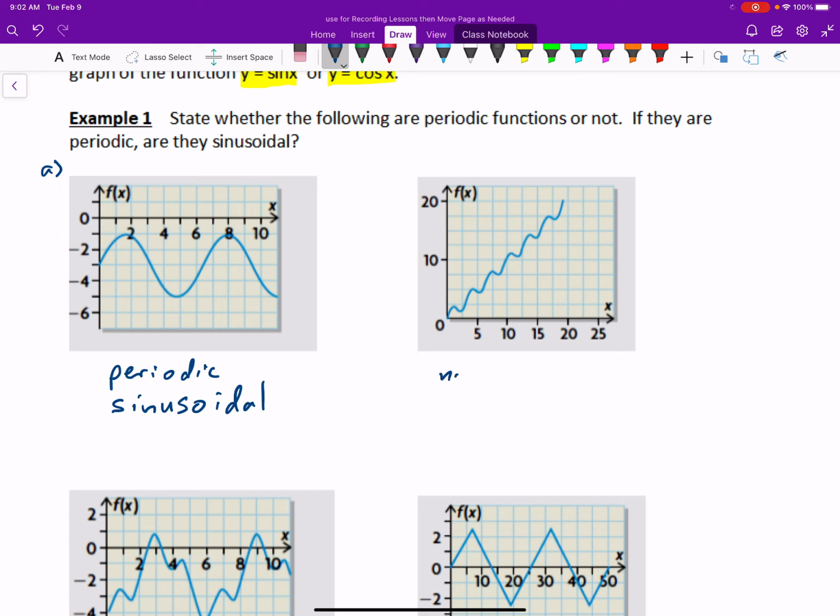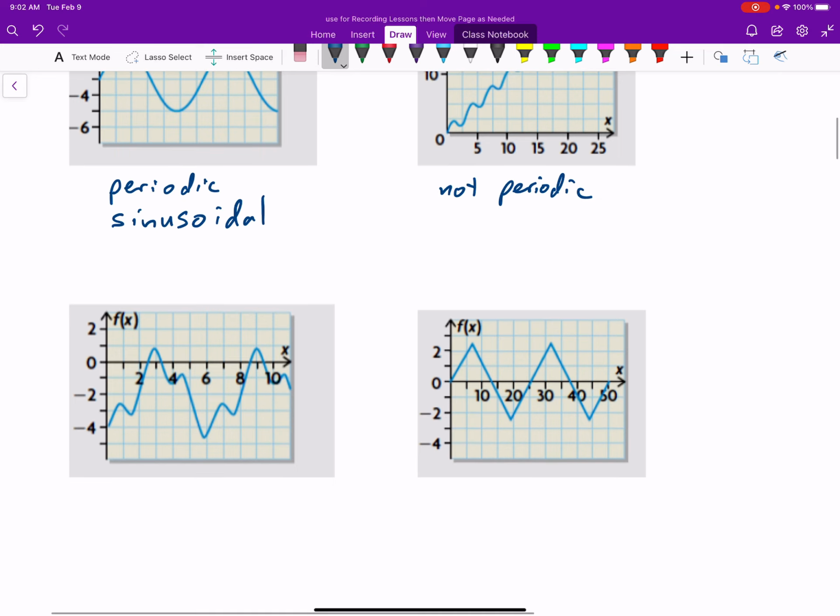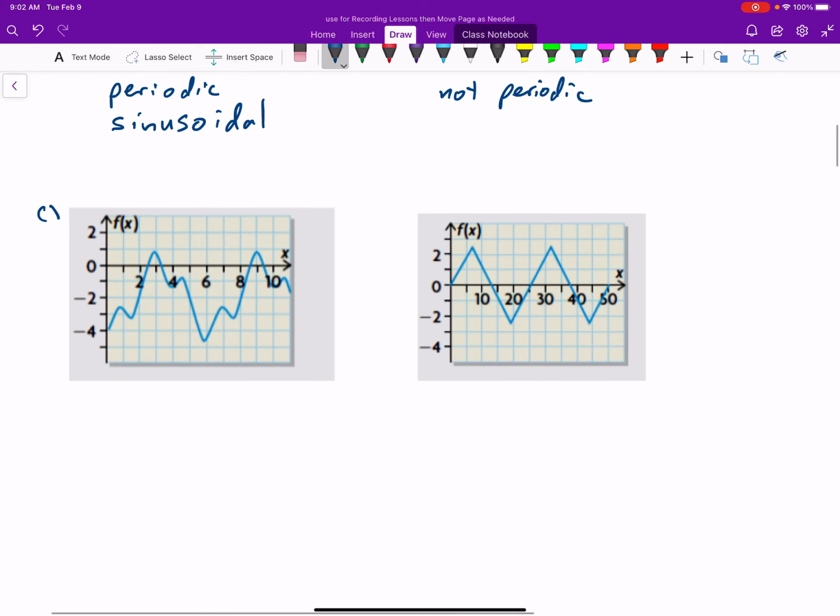This is not periodic, is it? For B part. Not periodic. It doesn't look like it's repeating. It's just going upwards forever. How could it repeat if it doesn't ever come down and go up? It has to have some sort of repeating action to it, like C part. That one repeats. It's not sinusoidal.